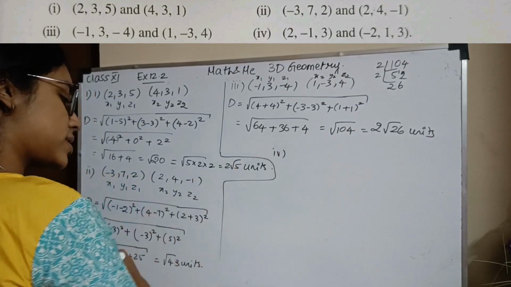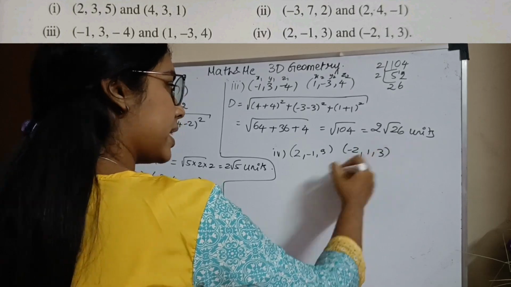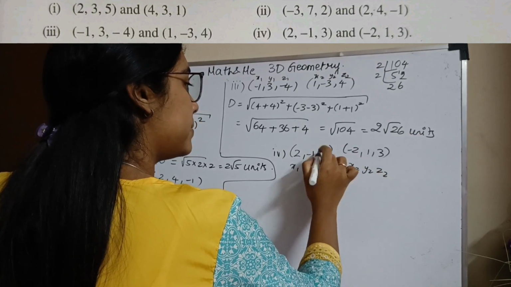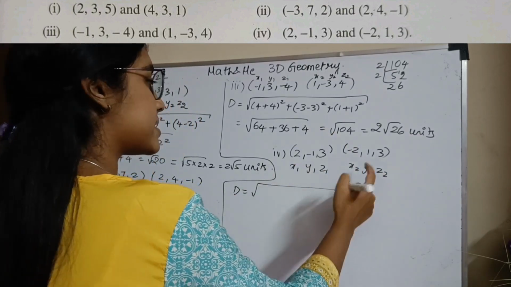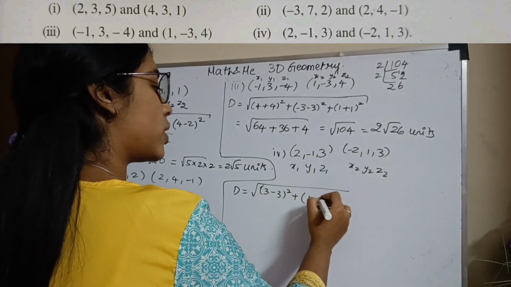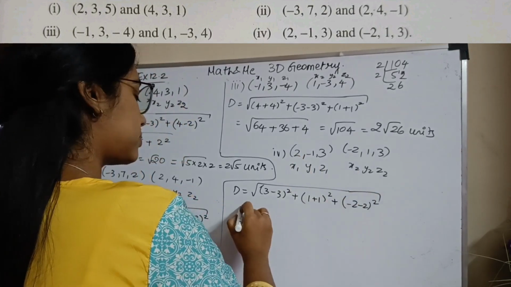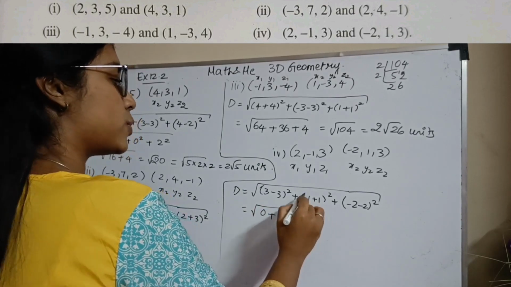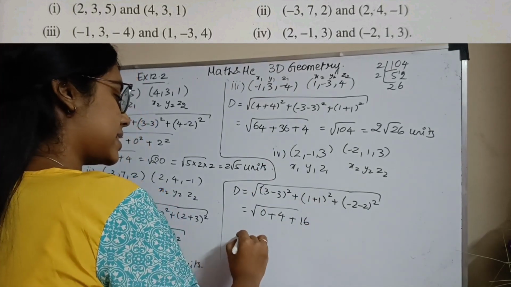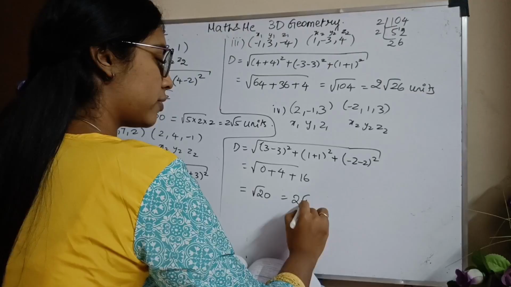Okay. Fourth subsection. 2, minus 1, 3 and minus 2, 1, 3. So x1, y1, z1, x2, y2, z2. Okay. So the distance will be x2 minus x1 the whole square, 3 minus 3 the whole square, plus 1 minus of minus 1, which is 1 plus 1 the whole square, minus 2 the whole square, which is 0 plus 1 plus 1 is 2, 2 square 4, plus minus 2 is minus 4, minus 4 the whole square is plus 16. So I have root of 20, so I have 2 root 5 units.